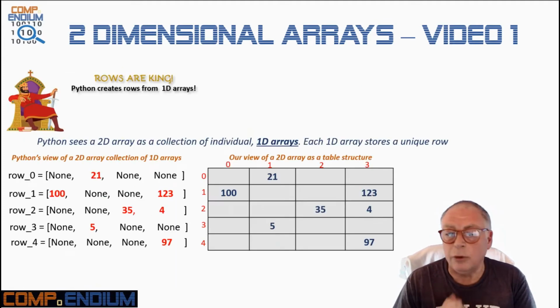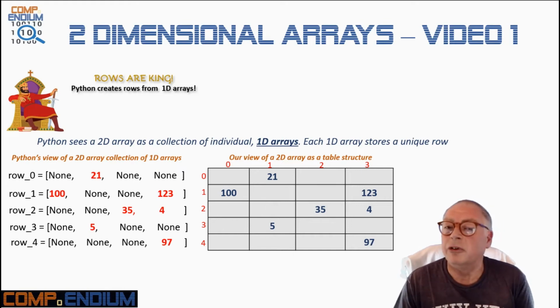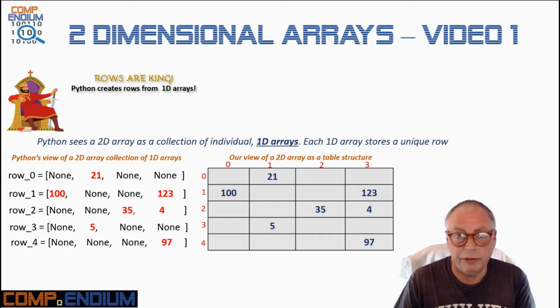So the way that we think, of course, of the table is in terms of rows and columns, but the way that Python thinks about a two-dimensional array is just in terms of rows. It's a collection of rows. Okay, so not that much different from our own metaphor or analogy of using a table, a collection of rows.